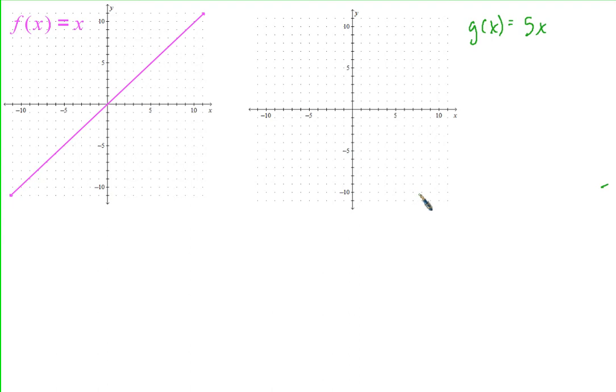How do we plot points? Well, we know each point represents an input and an output, so we're going to find some input and output. So we put in some x's and y's, and I'll put in 0, and I'll put in 1, 2, and 3.